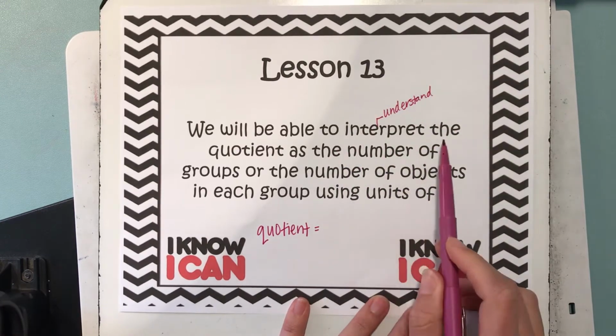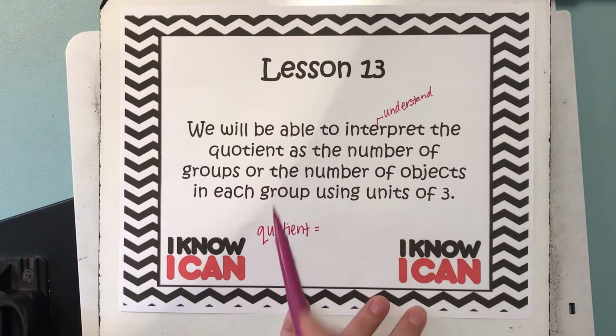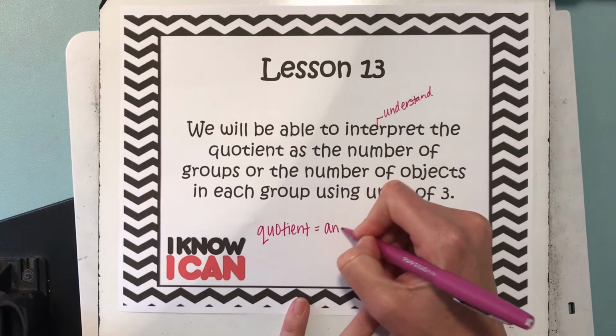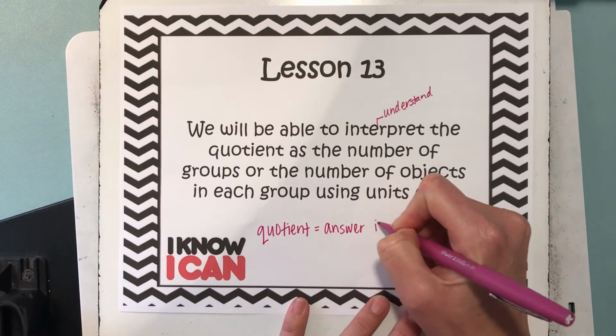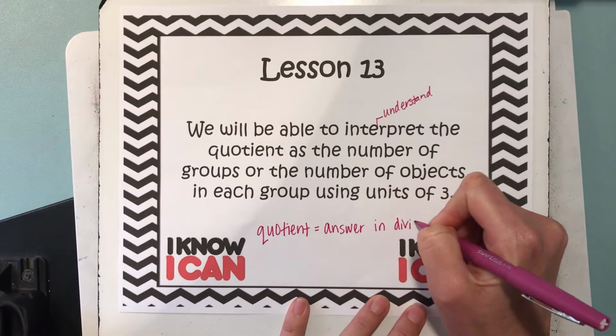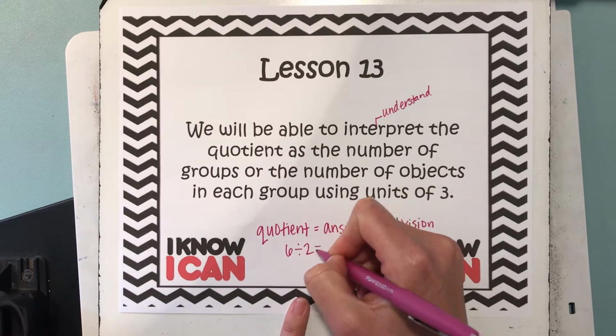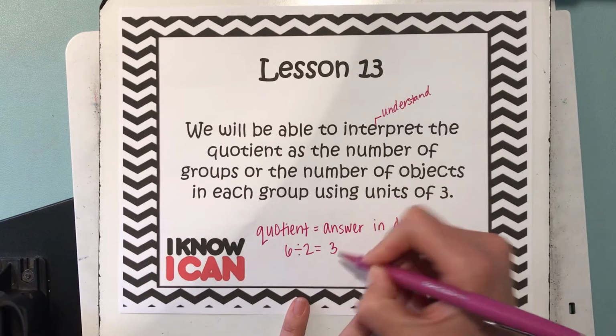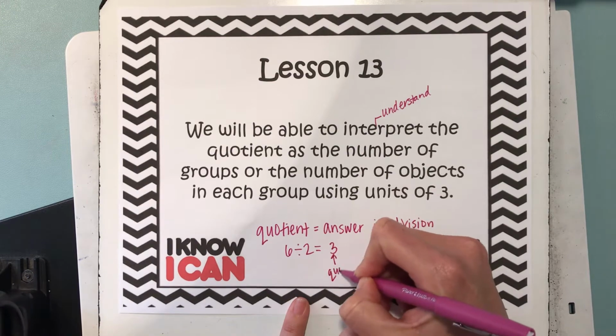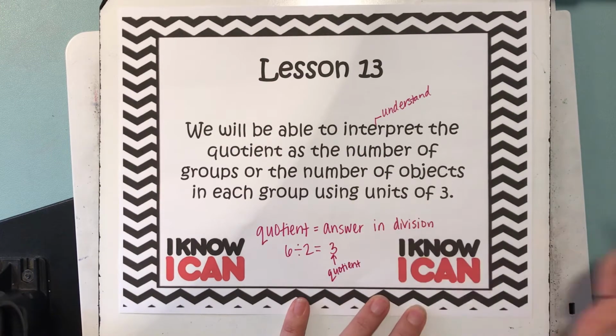To interpret the quotient. Ooh, what does quotient mean? Does anybody remember from yesterday? Quotient means, what does it mean? Oh, it means the answer in division. So if we had 6 divided by 2 equals 3, 3 is the quotient.